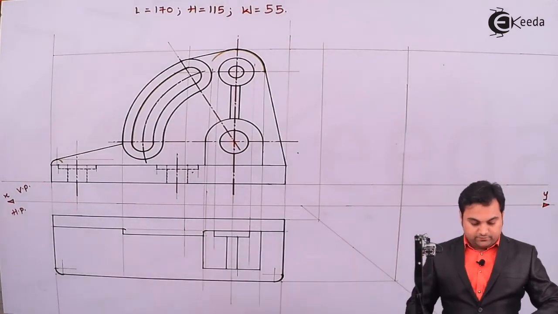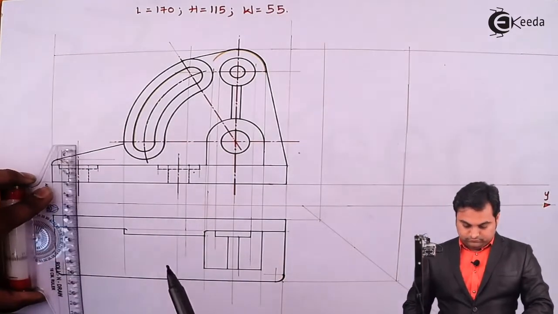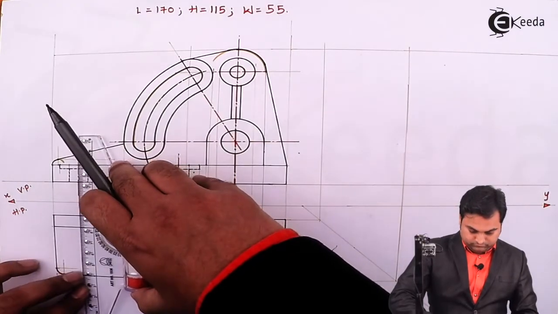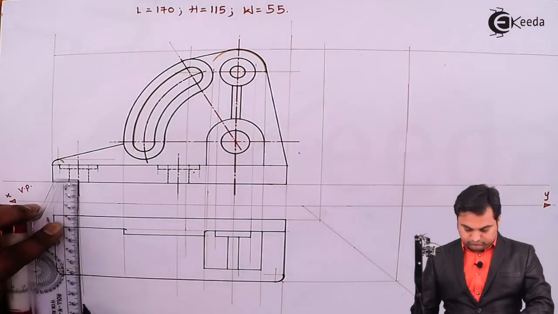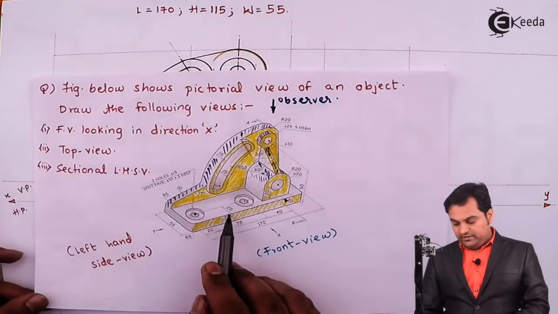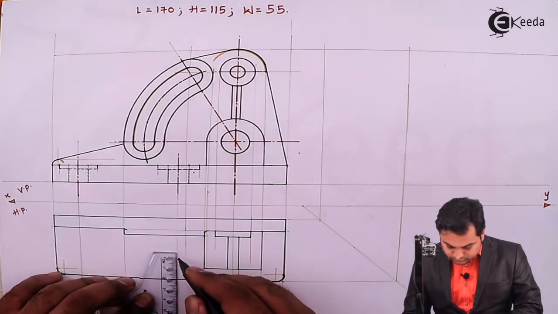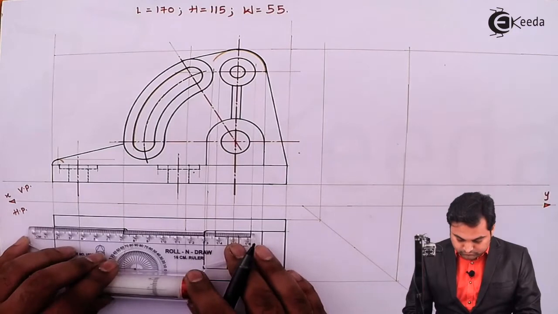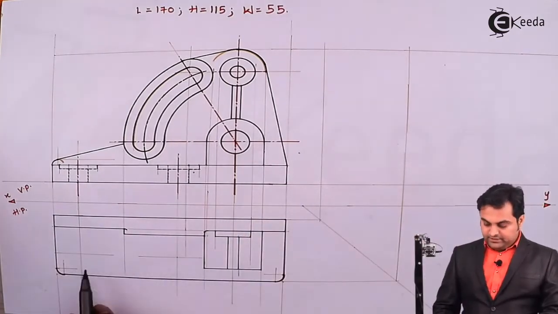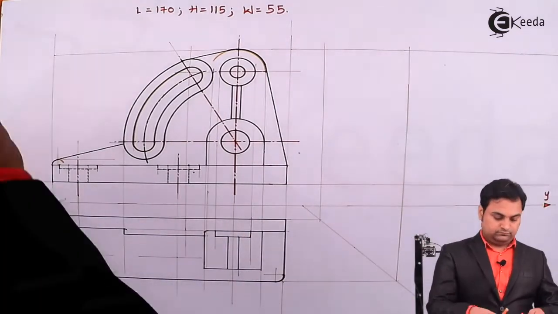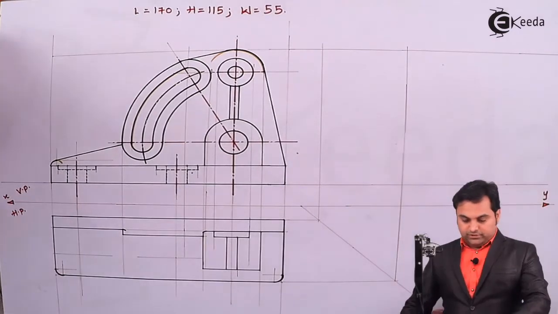So getting their centers from the front view, then leaving a gap of 20 mm width from one side, getting these centers. Now projecting the points downwards.